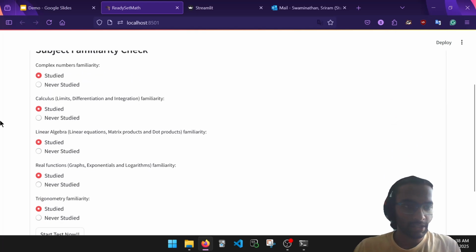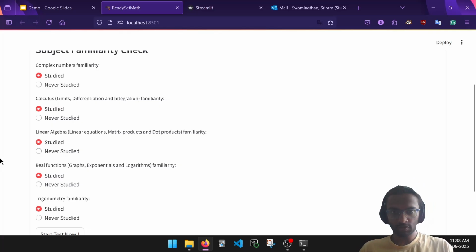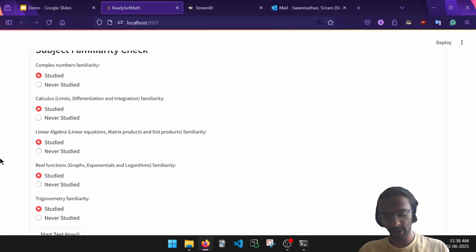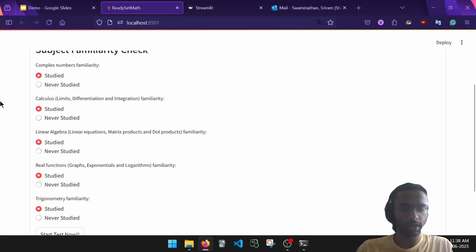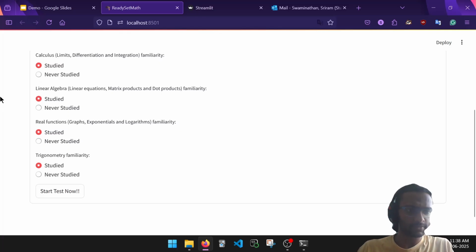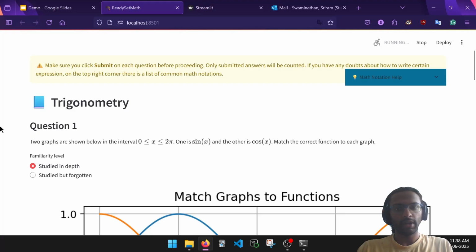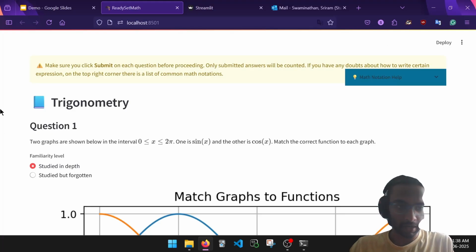Our test contains 5 math topics, these ones to be precise, and can be given by advanced high school students or undergraduate students in the first year. Before they start their test, they're expected to enter their familiarity. We don't ask them questions that they've never seen before. Let's assume, for example, that I've never studied real functions before this. And now I get a custom test for myself based on my background.